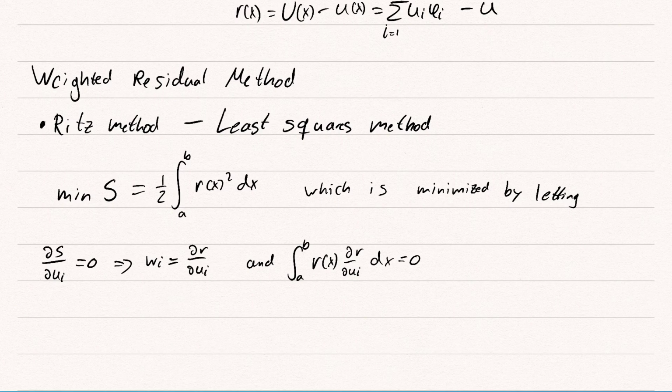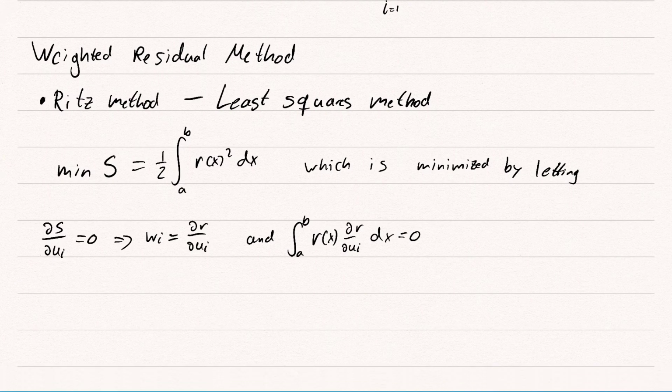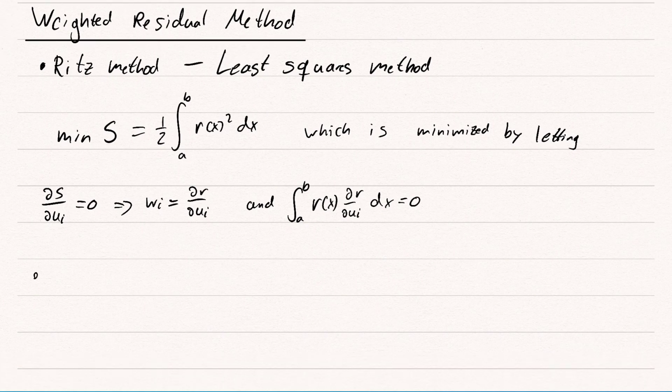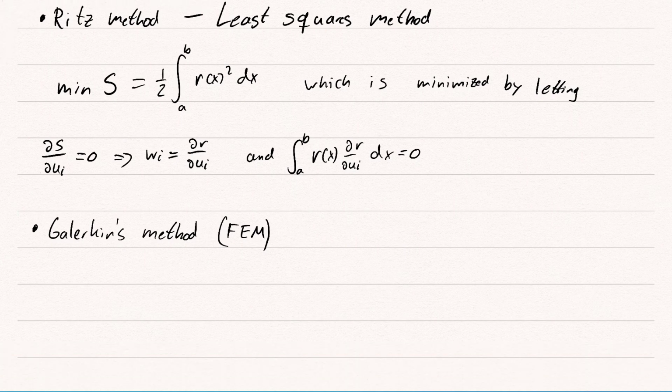But the Galerkin method is another weighted residual method. So now we're going to look at that. Alright, Galerkin, a Russian engineer, proposed that this weight should be the derivative of the basis function instead of r. So the Galerkin method is a variation of the Ritz method, or least squares method.